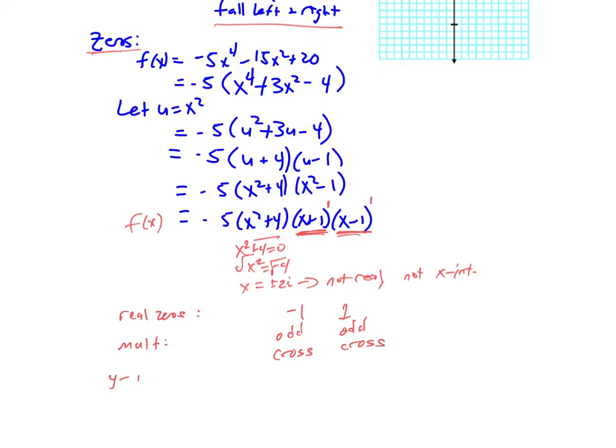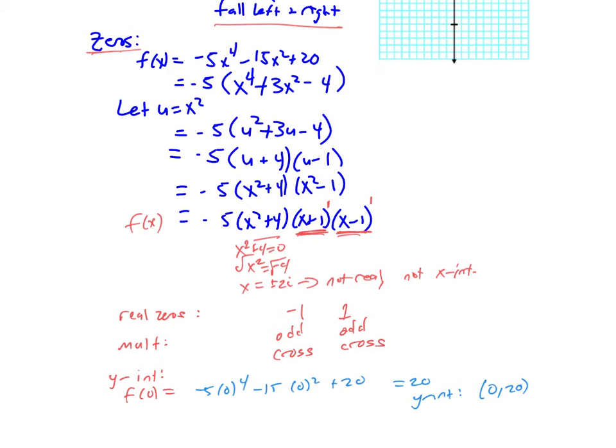And then we'll also go ahead and find the y-intercept. To find that y-intercept, we're going to evaluate f of 0. And for this function, it's easiest to use the general form. So we have negative 5 times 0 to the 4th minus 15 times 0 squared plus 20. And that's going to be 20. So our y-intercept is the ordered pair 0, 20. And now we're ready to sketch the graph.